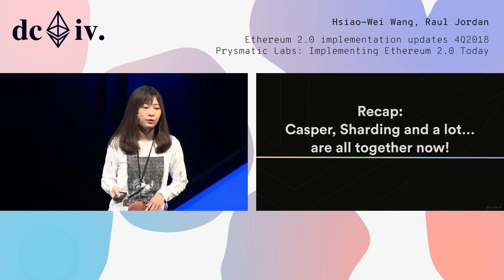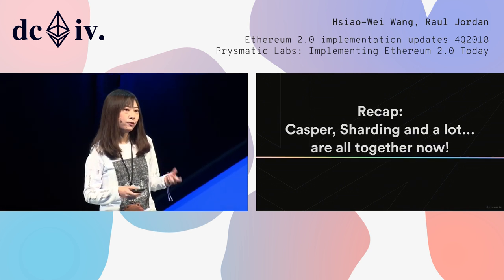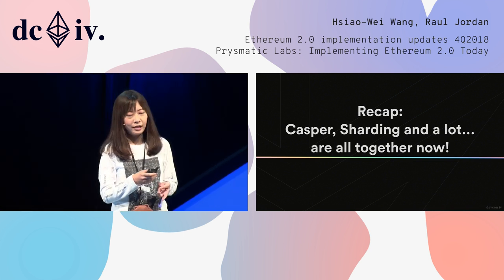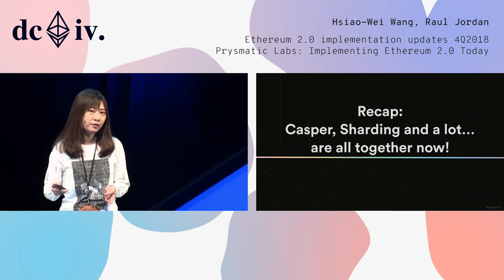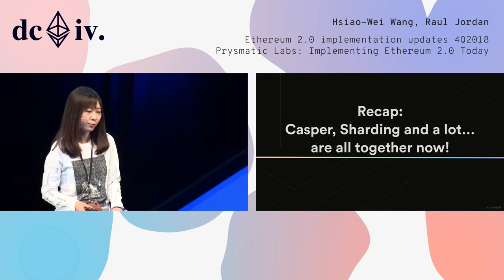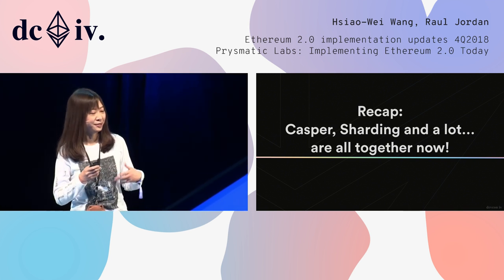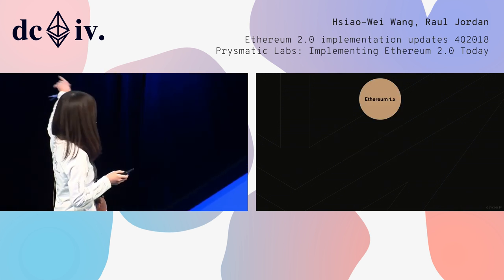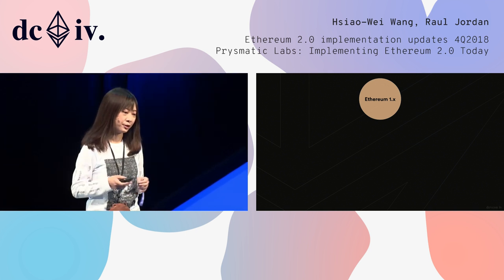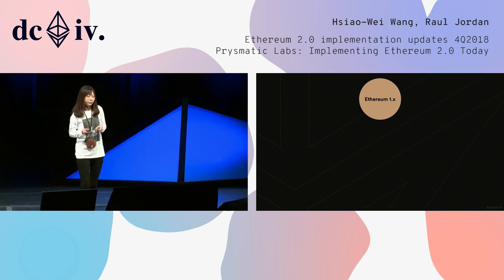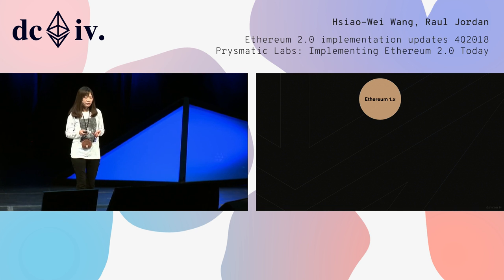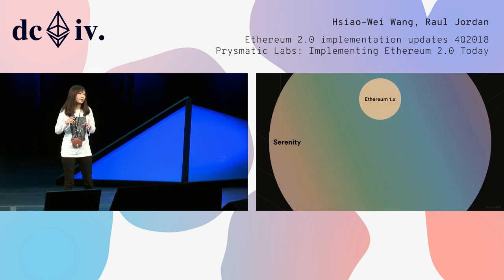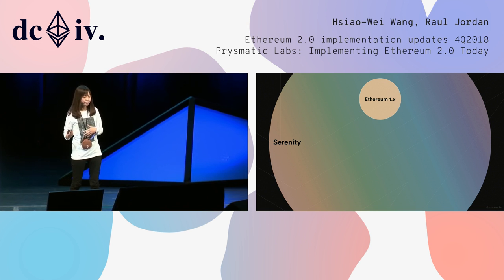So first, let's quickly recap. You may already know from Vitalik's talk that Casper, Sharding, and the random beacon chain are all together right now, and I prefer to call it Serenity. Now this circle is our current world, Ethereum 1.0 and the proof of work chain. Serenity is quite different, but it's still an extension of Ethereum 1.0.